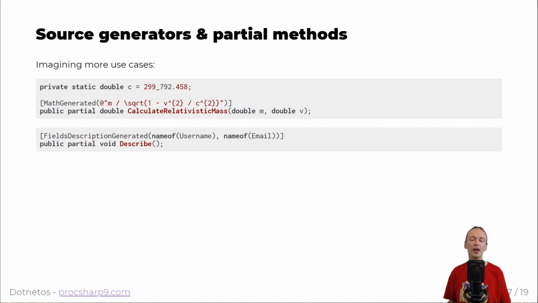Another example would be saying I want to have a method that will describe my type with the given fields. So I will tag a method with, let's say, a FieldsDescriptionGenerated attribute. I will provide the names of fields or properties that I would like to use as the values for the description of the type, and my source generator will kick in and will implement the describe method with the usage of those fields that I provided here.